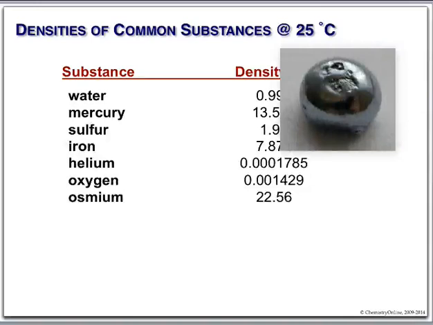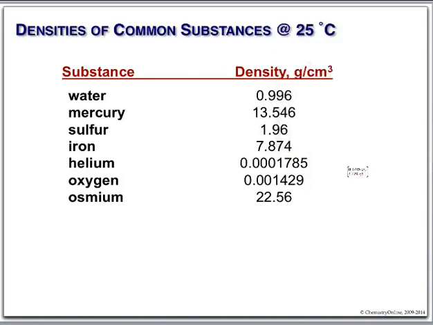And the winner in the periodic table is osmium. Osmium is a funny-looking metal. It doesn't conduct electricity very well, but it's very dense, 22.56 grams per cubic centimeter. Quite often when you have a very small density, like for gases, instead of doing it grams per cubic centimeter, we'll multiply it by 1,000 and do grams per liter.